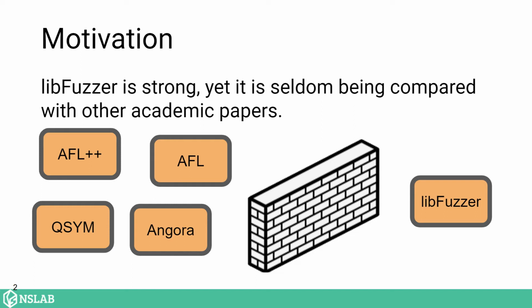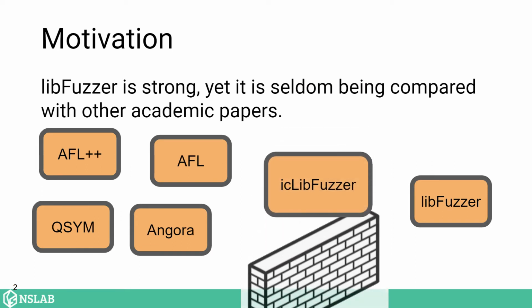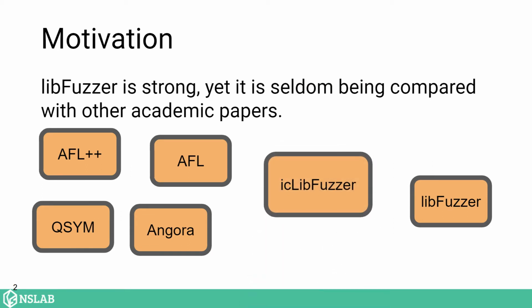This talk will present icLibFuzzer, which solves these comparability issues, and our preliminary evaluation shows that icLibFuzzer may serve as another competitive evaluation baseline for fuzzing research.